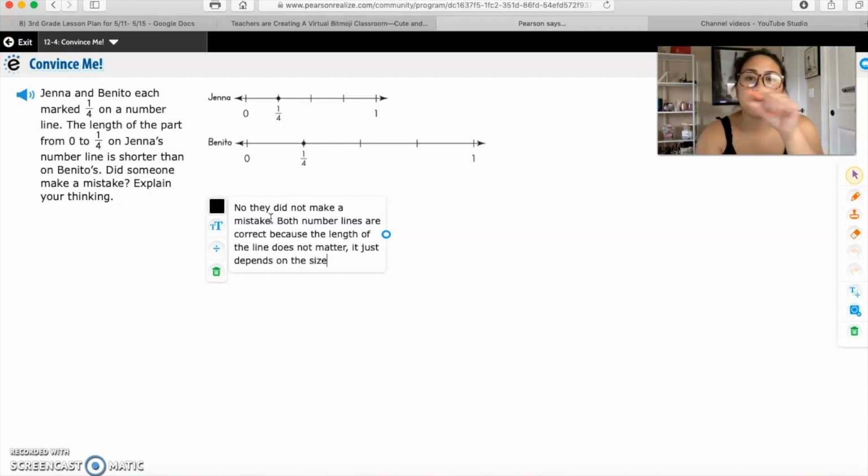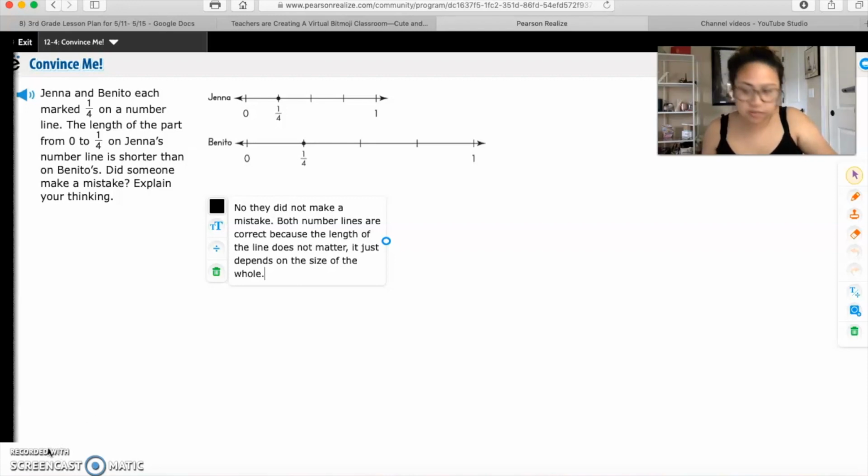So it doesn't matter because even though their lengths are different, they divided it all equally, and that is all that matters. It just depends on the size of the hole. Okay, so that is your convince me. Let's go ahead and move on to your guided practice, which is on page 451.